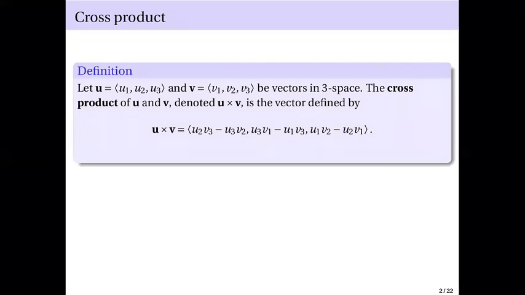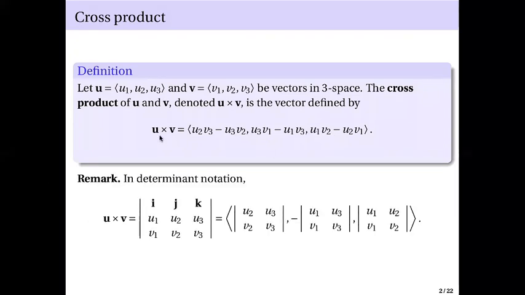So what we're going to do is write this part in an easier format. This u cross v is just the determinant of this 3 by 3 matrix. In the first row, you just have i, j, k. Remember i, j, and k are the standard unit vectors in three-space.